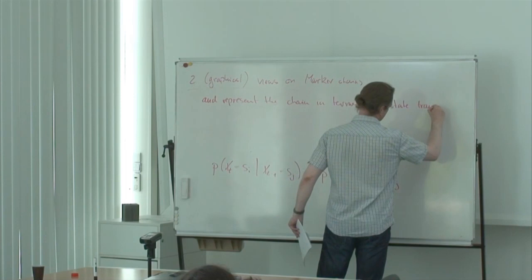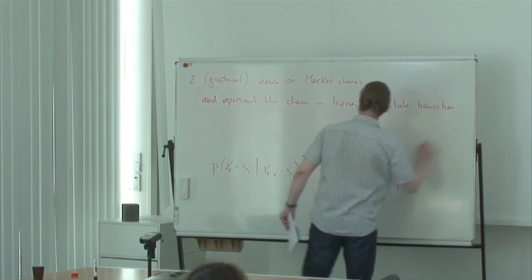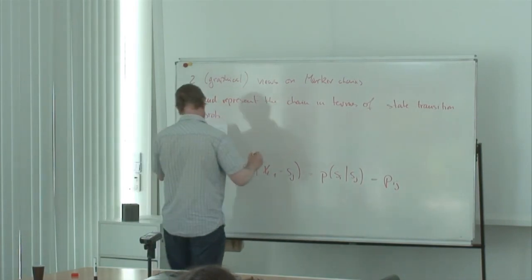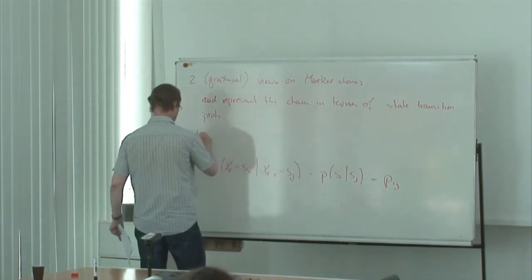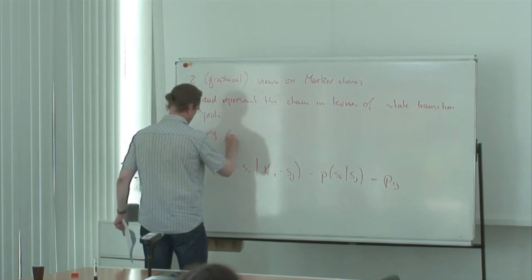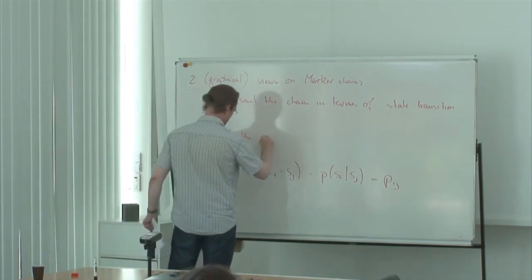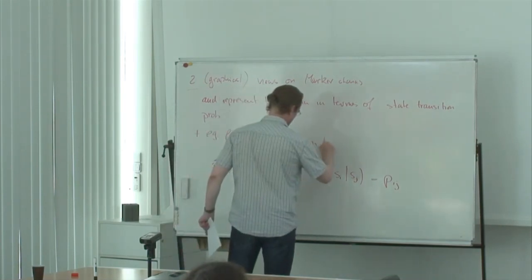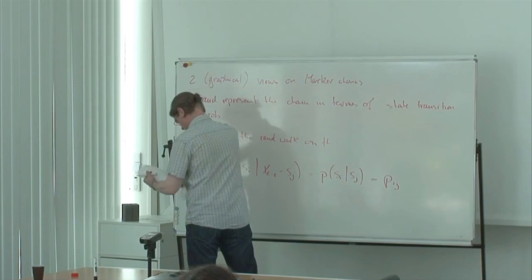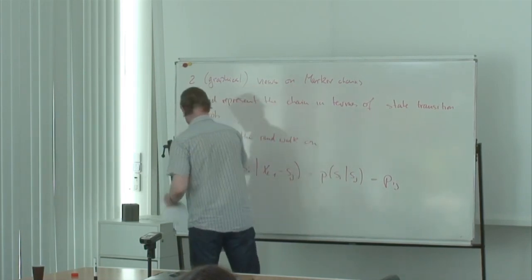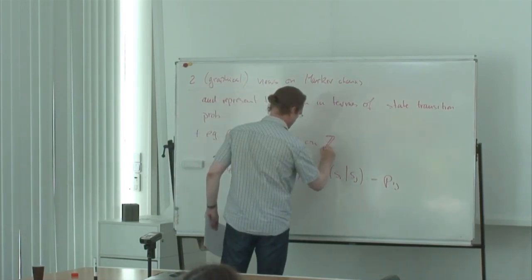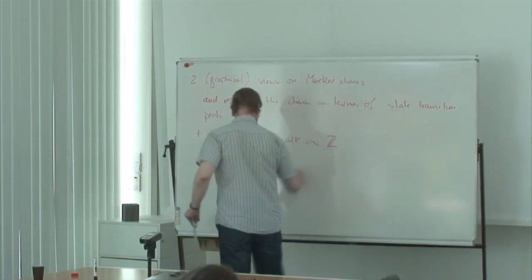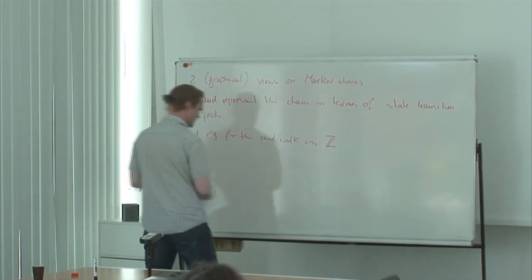State transition probabilities. And here is an example, e.g., for the random walk on the integers. We would have the following representation of the Markov chain.